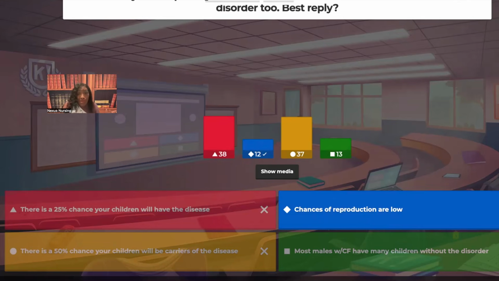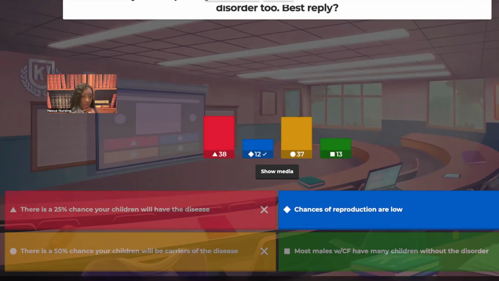So most males that have cystic fibrosis are sterile. They can't have children. And even if they can have children, guess what? They have to reproduce with someone else that has cystic fibrosis in order to have the 1 in 4 or 25% chance of having a child that has that disorder. So that's why that one with 25% chance is incorrect.